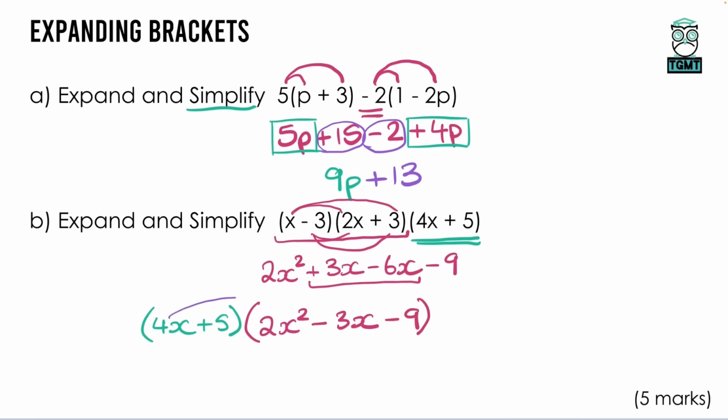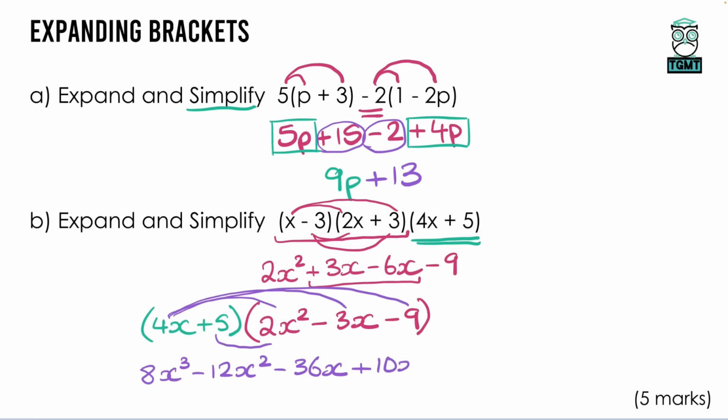So I've got to do 4x times all of these 3 pieces. Just take your time with it. 4x times 2x squared is 8x cubed. 4x times negative 3x is negative 12x squared. 4x times negative 9 is negative 36x. Then onto the 5. 5 times 2x squared is plus 10x squared. 5 times negative 3x is minus 15x. And 5 times negative 9 is minus 45.